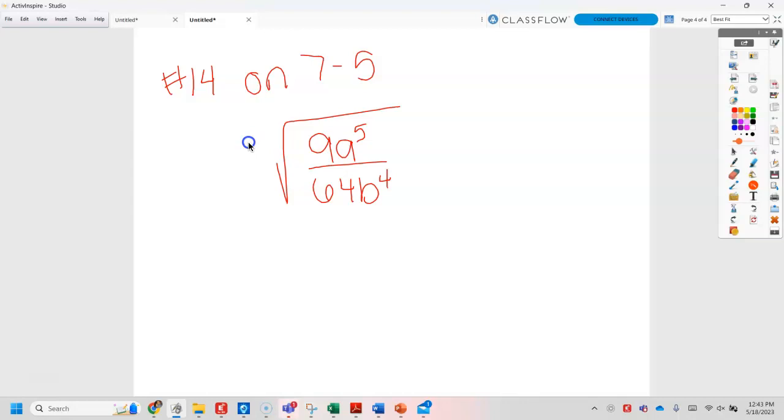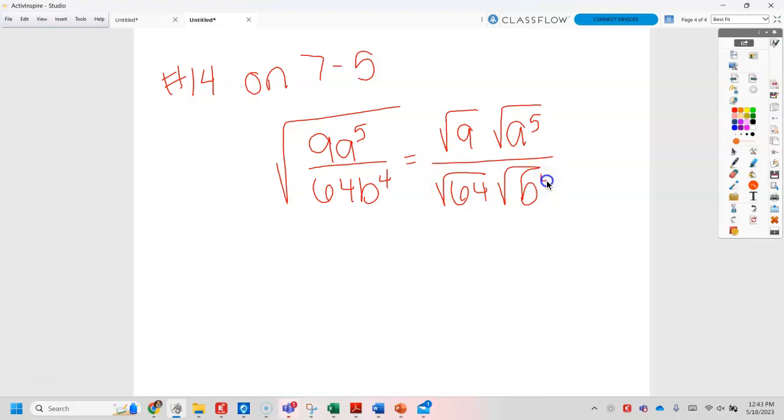The rule is simplify what you can first. Simplify what you can first. Remember that all square roots can be thought of as totally separate problems from each other. Not that you need to write it that way, but you need to think of it that way. What is the square root of 9? 3. What is the square root of 64?